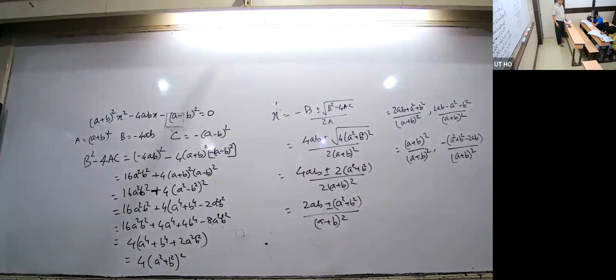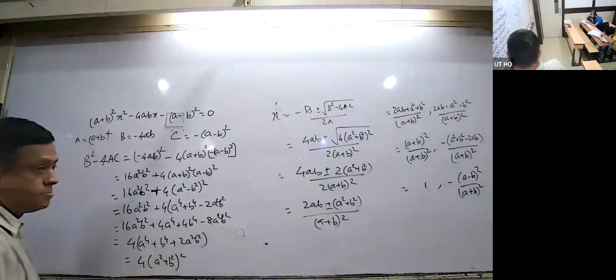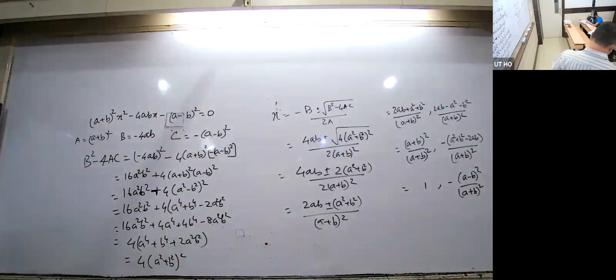Sir, then we can write one also. No, no, it's not. You are waiting for me to write. I have written: one minus A minus B whole square upon A plus B. Can you? The numerator is A minus B also. The denominator is A plus B also. Will it cancel? No, no. Formula method. Okay.